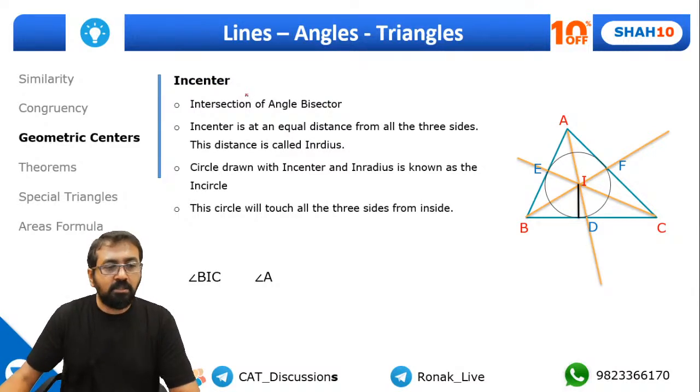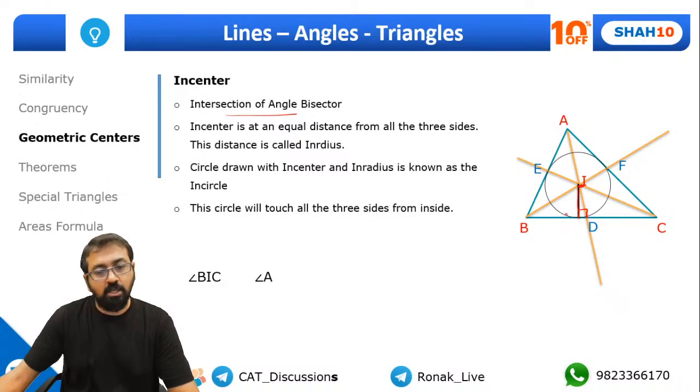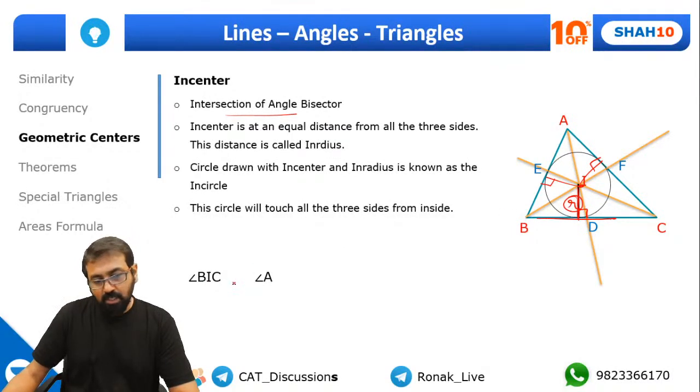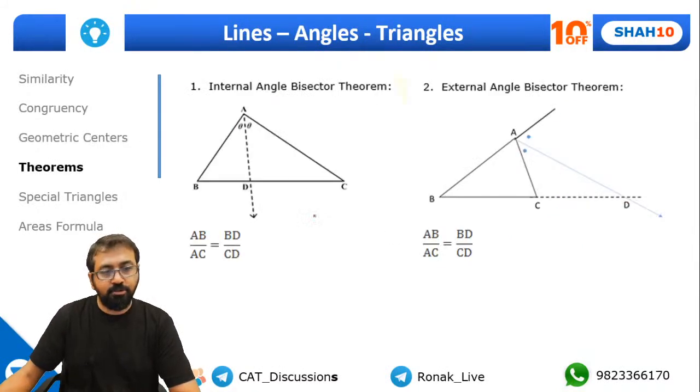Then incenter, the intersection of angle bisectors. From the incenter, if you drop a perpendicular to the side, that perpendicular will be the same on all sides, and that is nothing but the inradius. Remember this: angle BIC will be equal to 90 plus angle A by 2, half of that. So this is the point you need to remember.